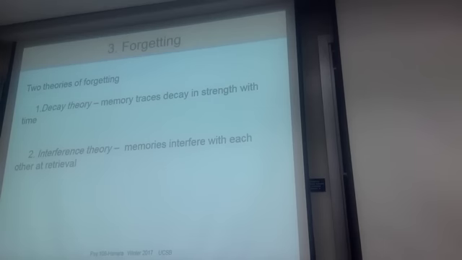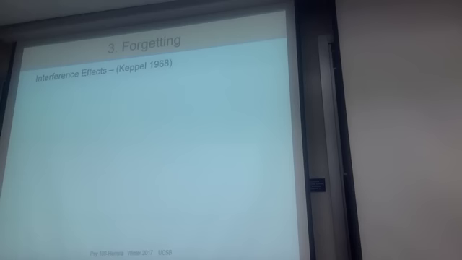Then we've got our two theories of forgetting, our decay theory and our interference theory. Decay is that the memory traces decay in strength over time, and interference is that idea that memories interfere with one another when you're trying to retrieve them. Evidence for interference effects is in this Keppel study.